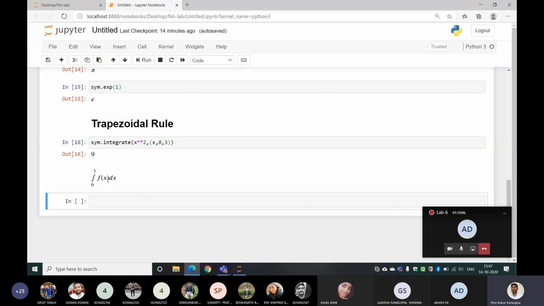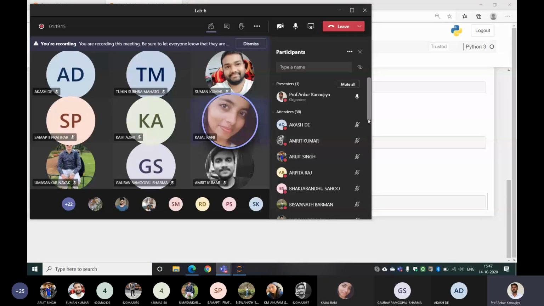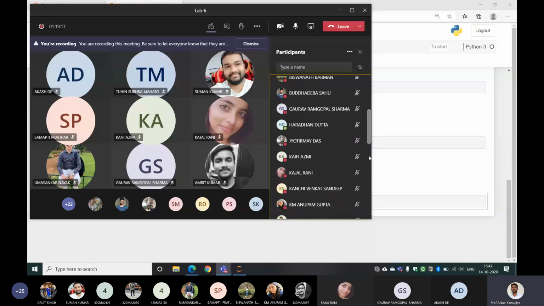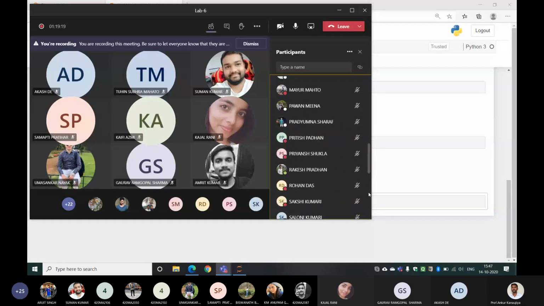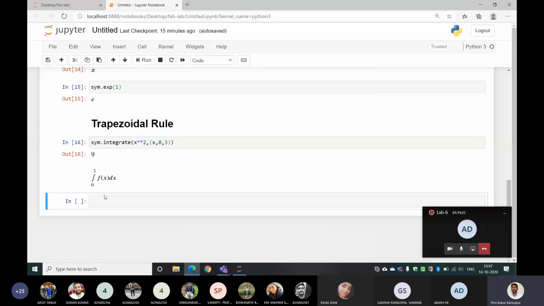So first tell me how to define a function in Python. What to write here so that I can define the function x square. Wait, I will ask someone. Don't tell the answer. Yeah, Pratish Pradhan, how to define a function in Python so that I can define the function here. I want f of x. Whatever Pratish tells, I will write.